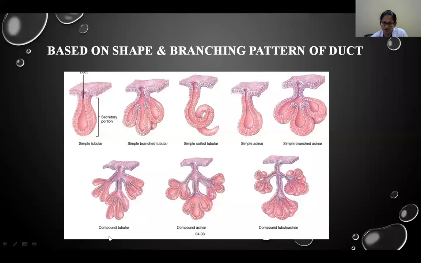This is compound tubular. Here we are going to see a number of tubular branches. Main thing here is the duct is divided.